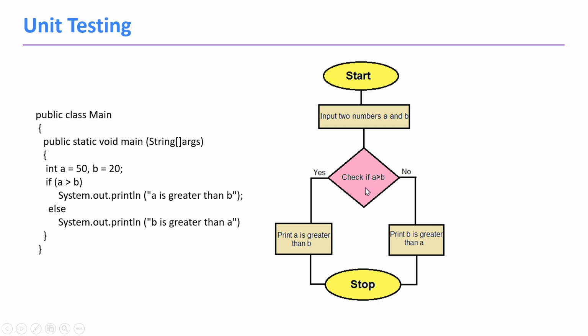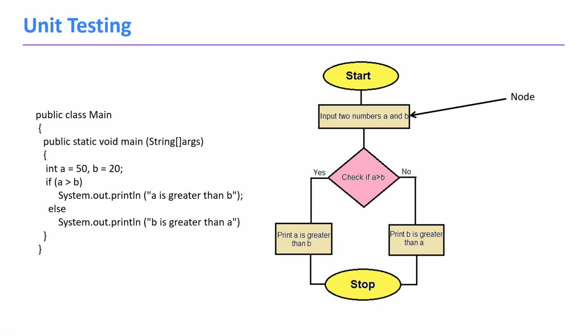Here we have taken the value of A as 50 and the value of B as 20. So A is greater than B. So this condition will check, and after this condition, A is the greater value, here 50. So this will print A is greater, and then the program will stop. So this is the flowchart I have converted from this program.